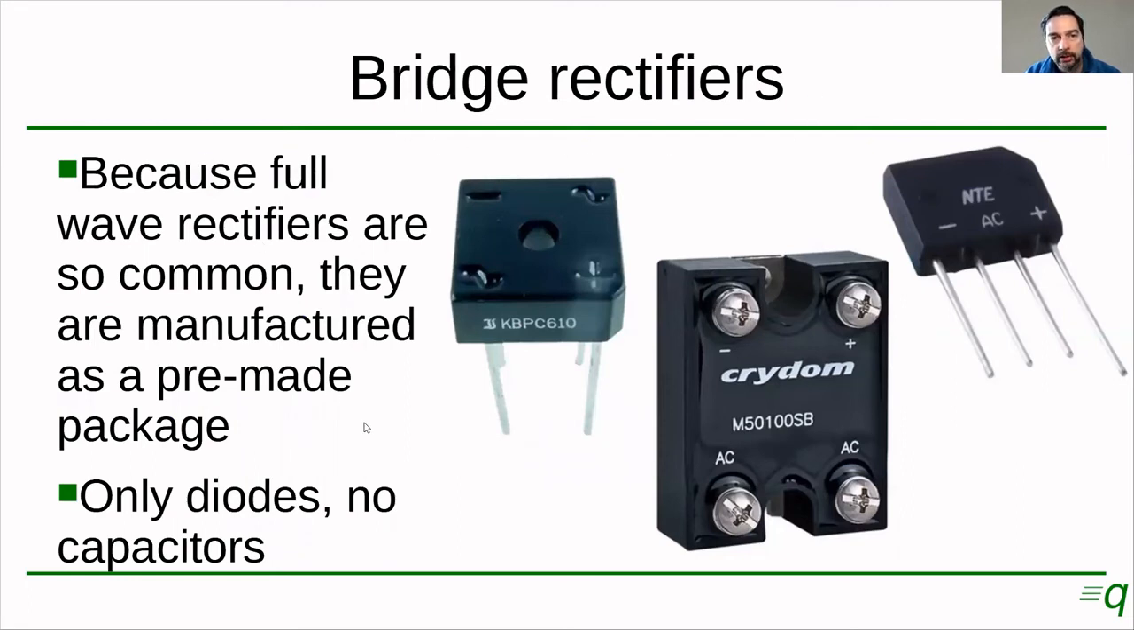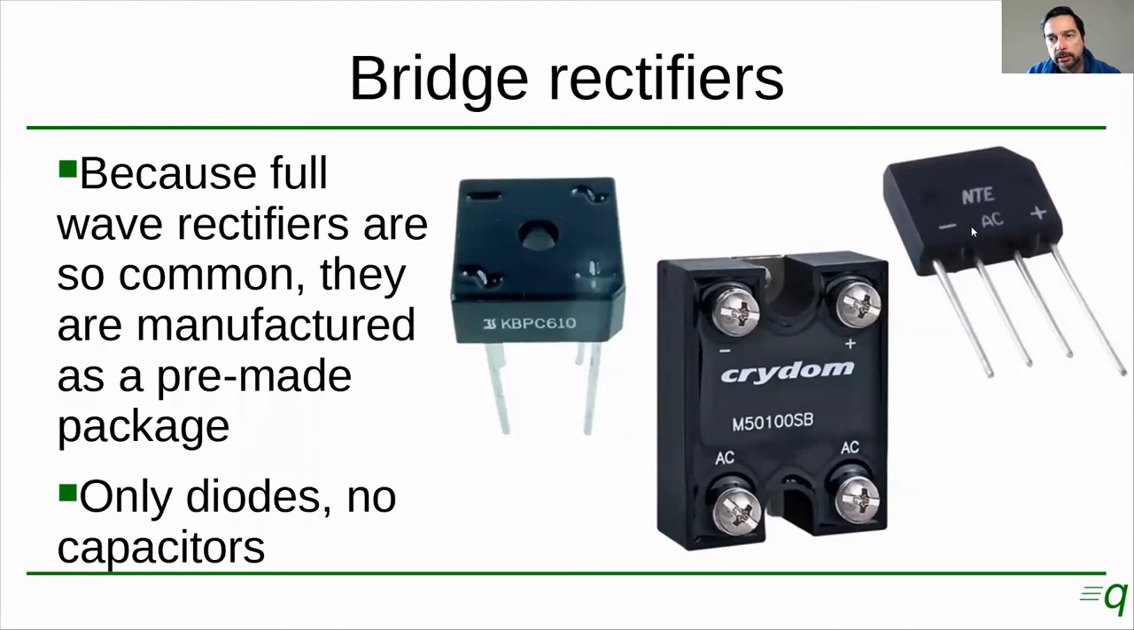And full wave rectifiers are very common, and diodes are cheap, right? So they are manufactured as a pre-made package. And just to make it clear, these are only the diodes and not the capacitors. You still have to add a capacitor to these to get a filtered output. But this is what they look like.